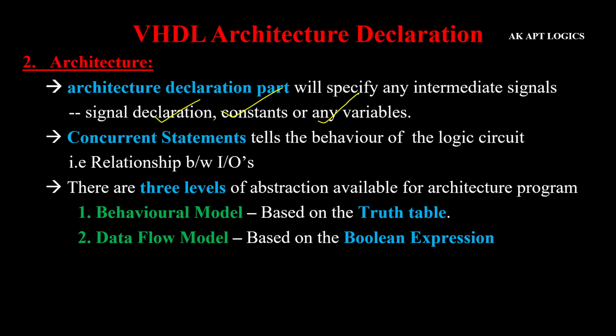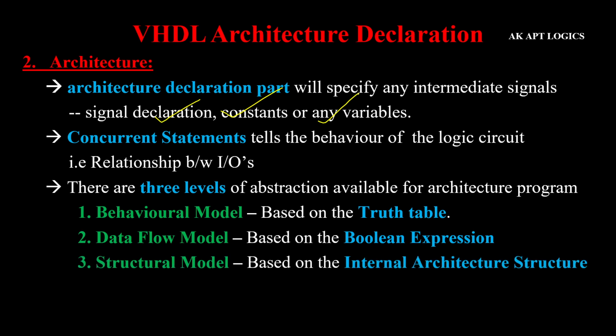We have the truth table, right? We minimize the expression of the design using the K-map, then we get the boolean expression of the output in terms of the inputs. Using that boolean expression of the output, which is made up of inputs, we write a code. That particular level of abstraction is called the data flow model.